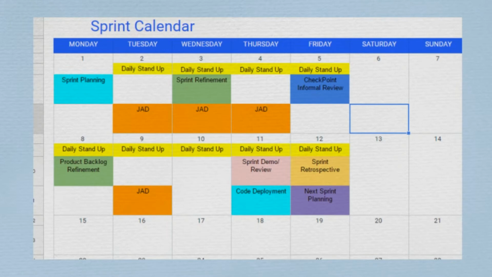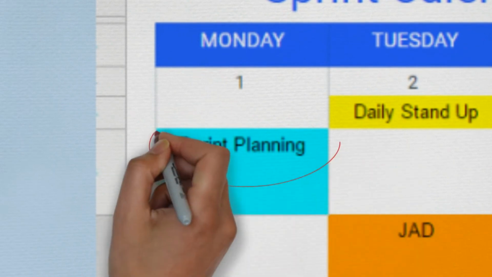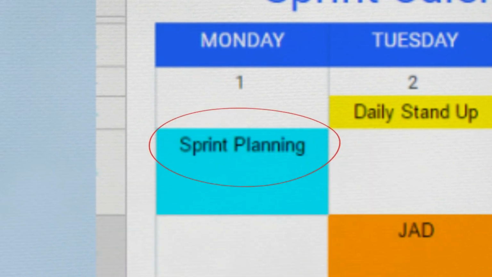And each day the development is happening. Let me walk you through each element of the sprint calendar. First one is sprint planning. Since we are talking about a 2 weeks sprint here, our sprint planning would start on Monday.